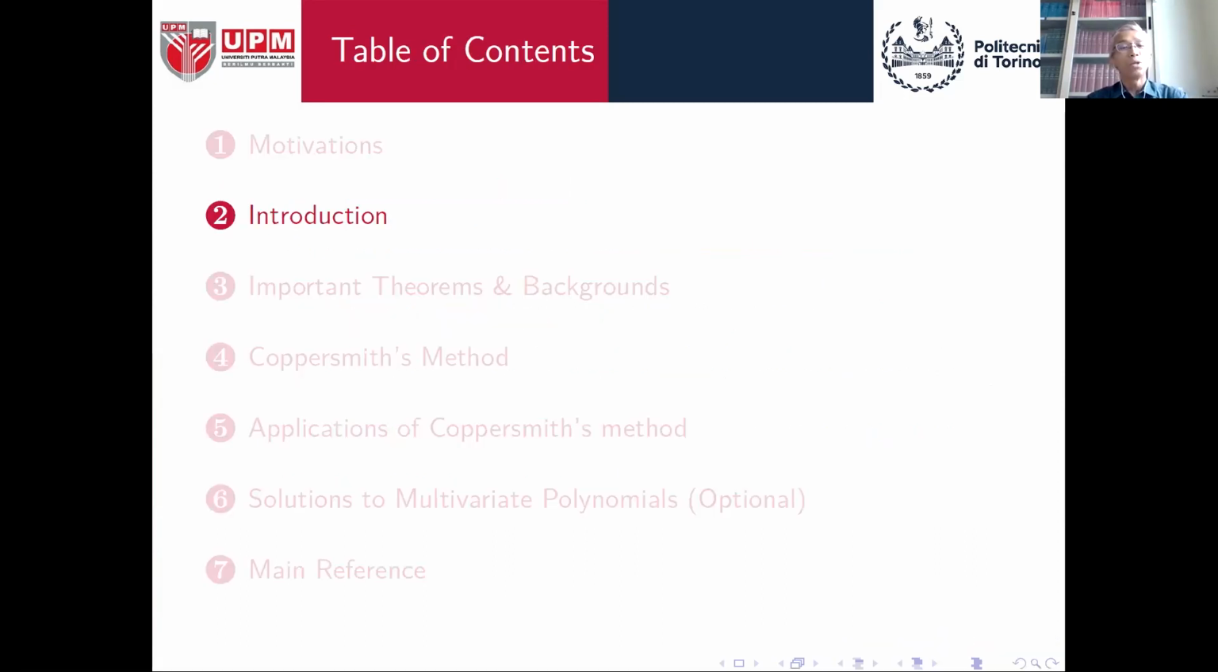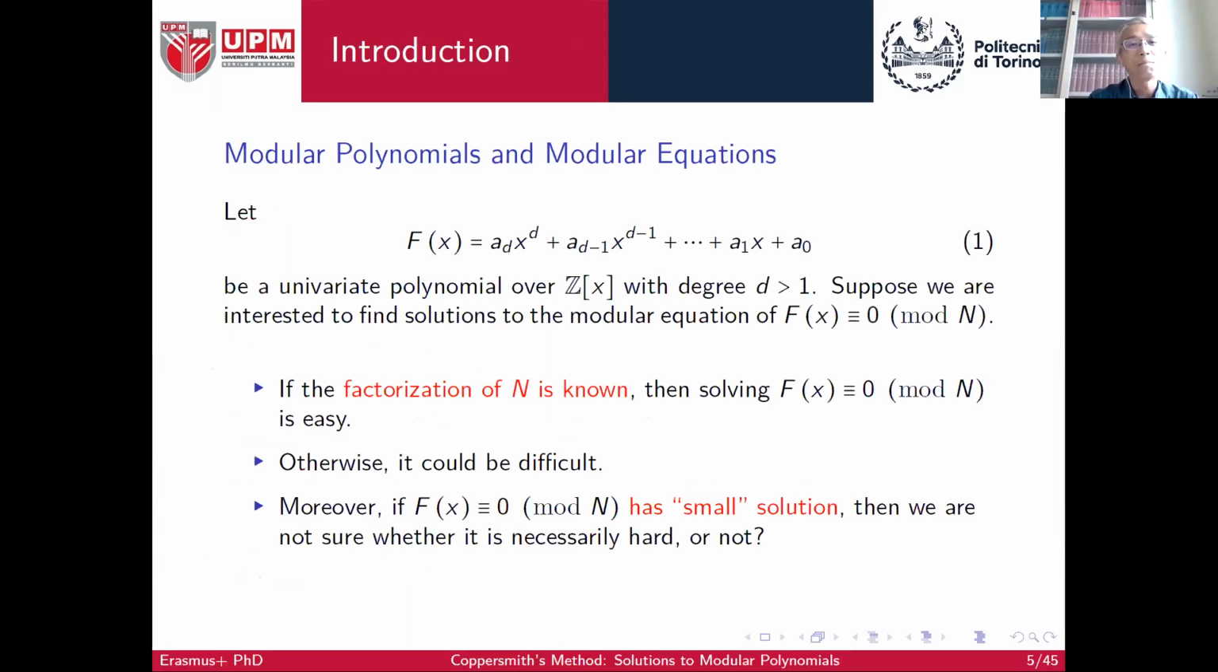Now, before we move to the Coppersmith method, some simple introduction. Those in the number theoretic fields should be familiar with modular polynomials and modular equations. Here I denote a univariate function f(x) with degree greater than 1. We are interested in finding the roots of the modular equation f(x) congruent to 0 modulo N. It is stated that if the factorization of the composite number N is known, then solving these modular equations is easy. Otherwise, it could be difficult.